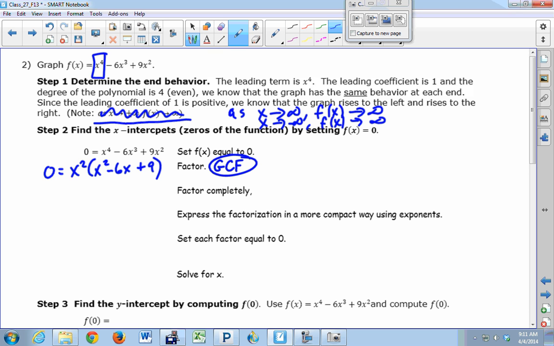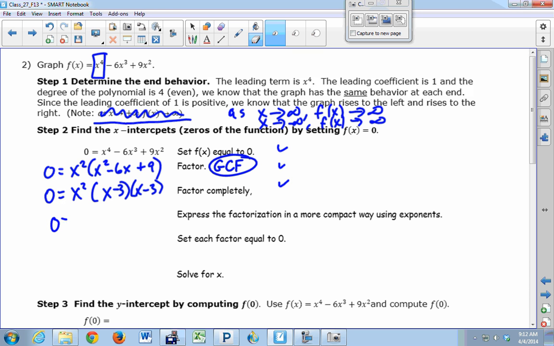Then to completely factor it, I have to make sure each factor is factored into its prime factors, which this is not. X squared is fine. I can't factor that anymore, but I can factor the other into x minus 3 times x minus 3. X squared minus 6x plus 9 is x minus 3 times x minus 3. So I've done my first 3 steps. Express the factorization in a more compact way using exponents.